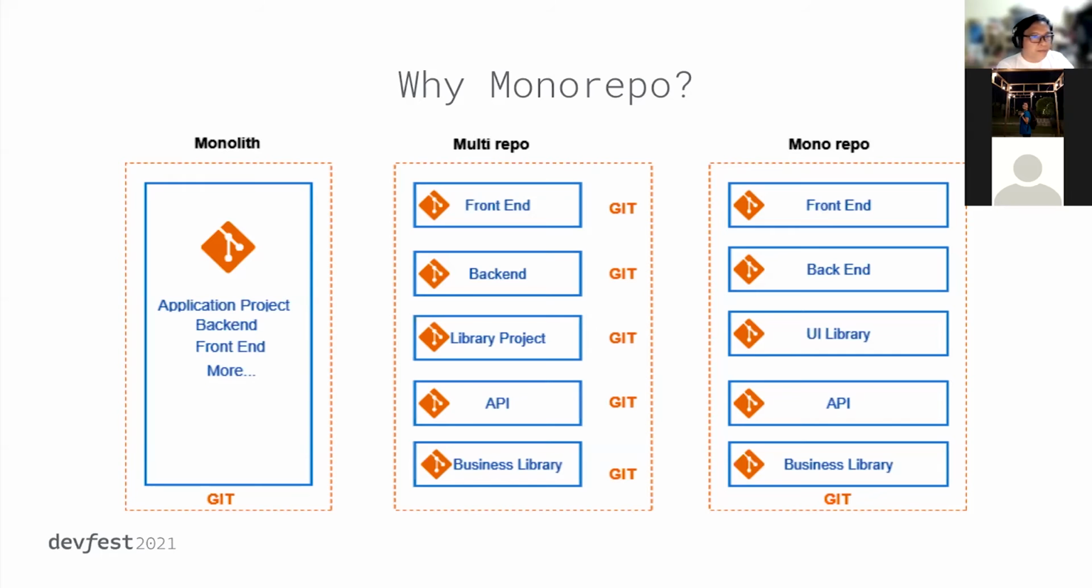So Monorepo enforces close communication and reusable libraries within a single repository. So for example, we are using Node, like Node.js.